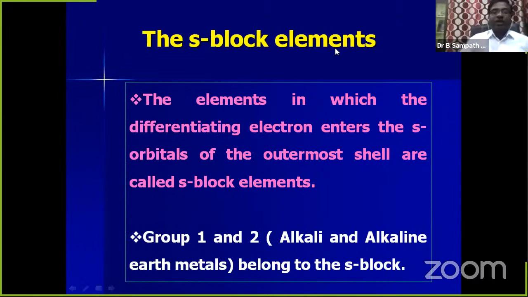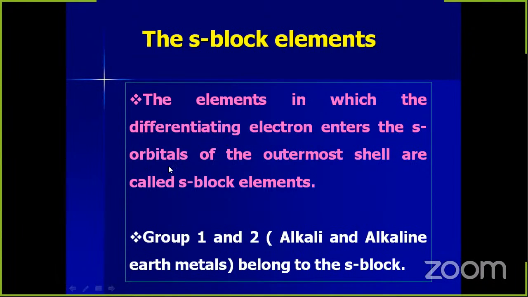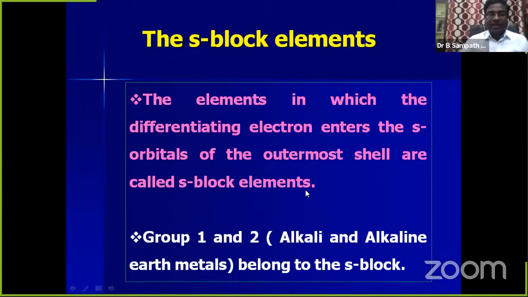Now the S block elements: the elements in which the differentiating electron enters the S orbital of the outermost shell are called S block elements. So what are S block elements, children? The elements in which the differentiating electron enters the S orbital of the outermost shell are called s-block elements.